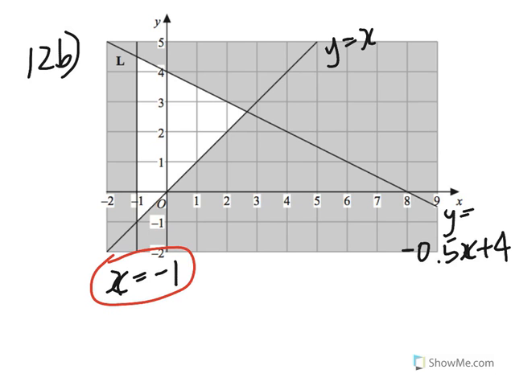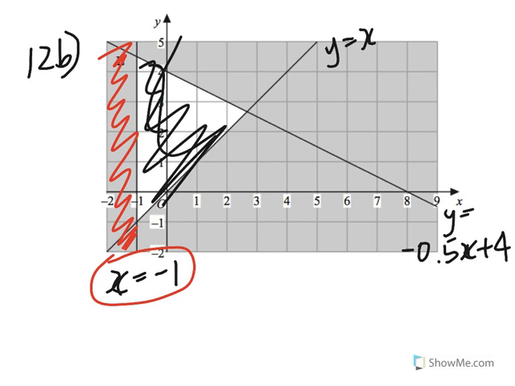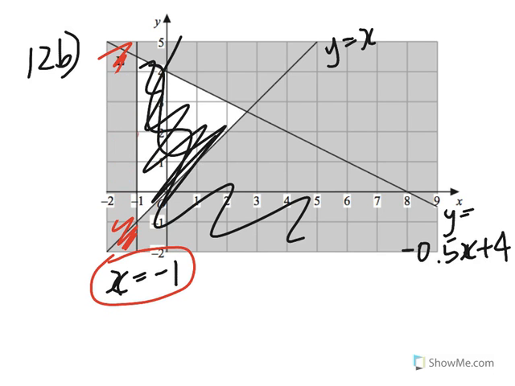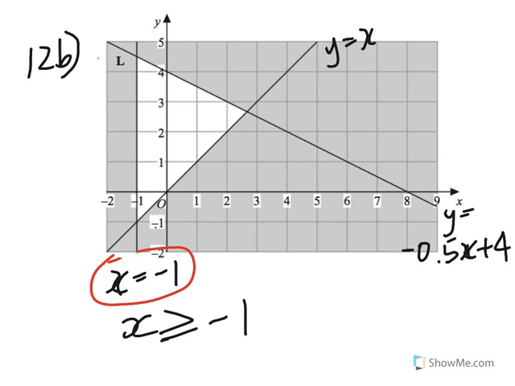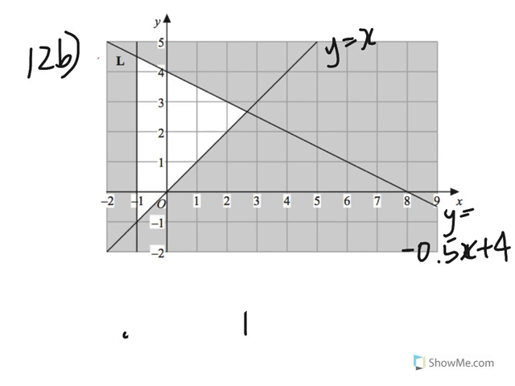We'll deal with this inequality. We don't want anything in this direction. The unshaded area, the stuff we want, is in this area. So how do we make it seem like we want all the numbers on the right-hand side of negative 1? It's pretty simple. All you gotta say is that x should be greater than or equal to negative 1. The reason for the equal to sign is because this is a solid line. If it was a dotted line, then it would just be greater than negative 1. So we have one inequality here, which is x greater than or equal to negative 1.